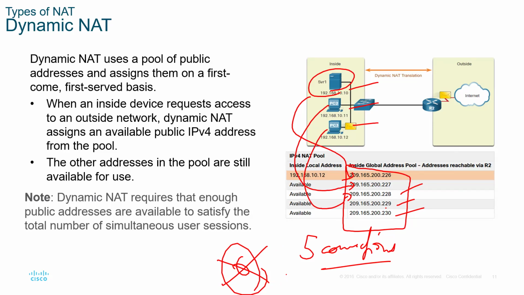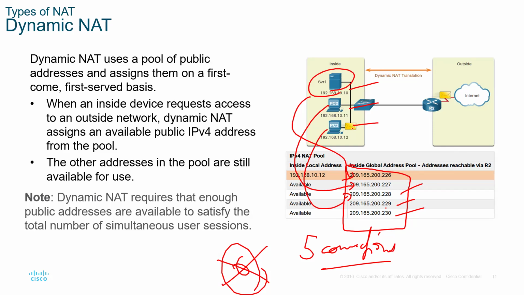Difference between static and dynamic, you realize that dynamic is a bit flexible in the sense you don't have to manually configure one-to-one mappings. You can only create a pool, and every device trying to connect will get an address from that pool automatically. With static, you then have to map every address in the network to its public IP address.